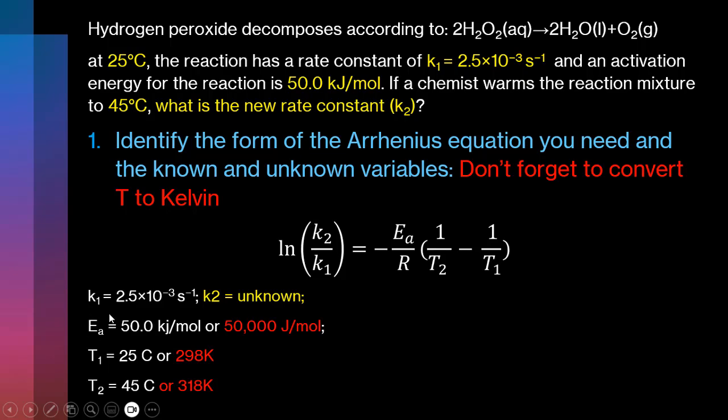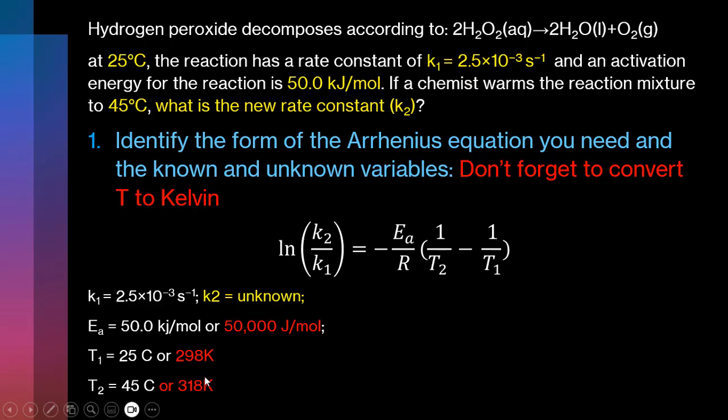The energy of activation is given to us as 50.0 kilojoules per mole, but remember, we're dealing with this R constant, which is in units of joules, so we need to convert the energy of activation from kilojoules to joules by multiplying by 1,000, so 50,000 joules per mole. T1 is given to us as 25 degrees Celsius and T2 is given to us as 45. Again, we need to convert that to Kelvin so that we're in agreement with our constant R. So for 25 degrees Celsius, that would be 298 Kelvin, and for 45 degrees Celsius, that would be 318 Kelvin.